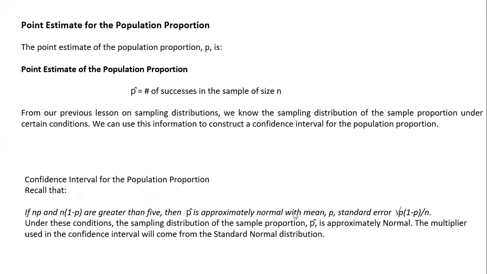Approximately normal with mean p. So the standard error is the square root of p into 1 minus p divided by n. Under these conditions, the sampling distribution of the sample proportion p hat is approximately normal. So the multiplier used in the confidence interval will come from the standard normal distribution. Okay, that is what we called the entire confidence interval.